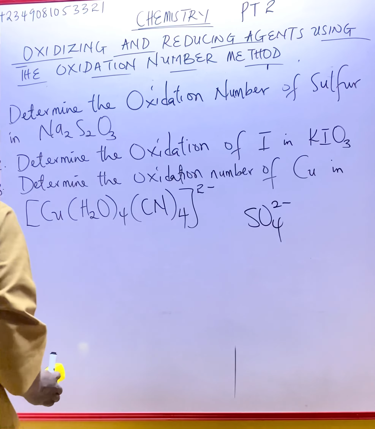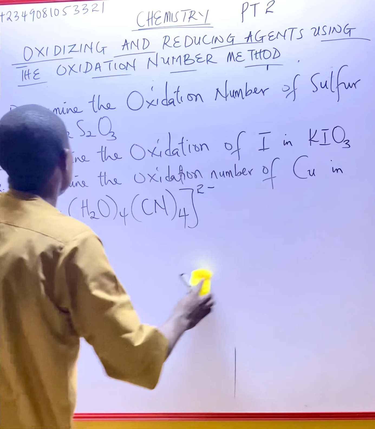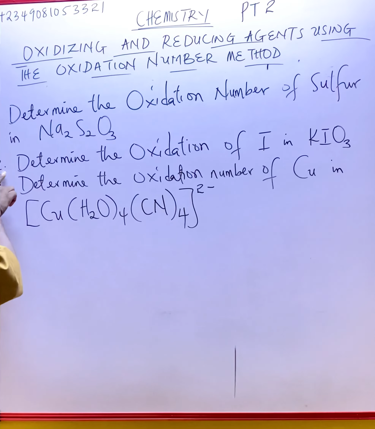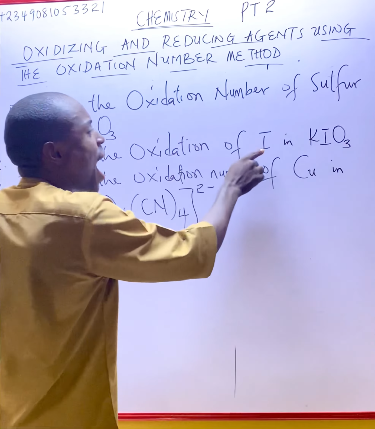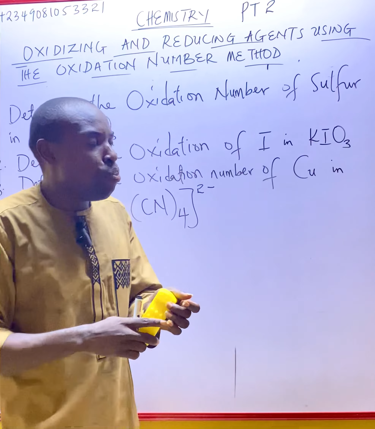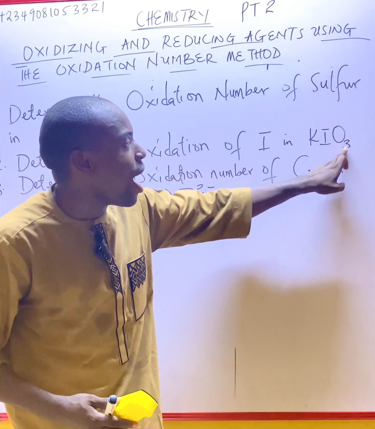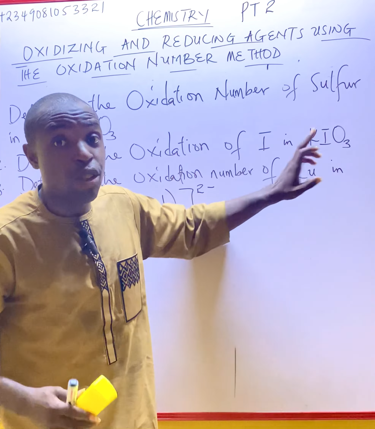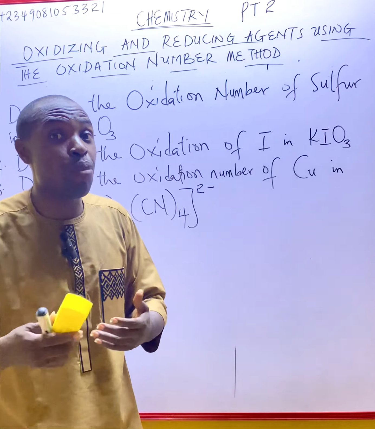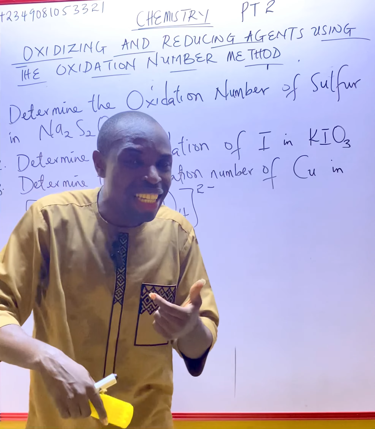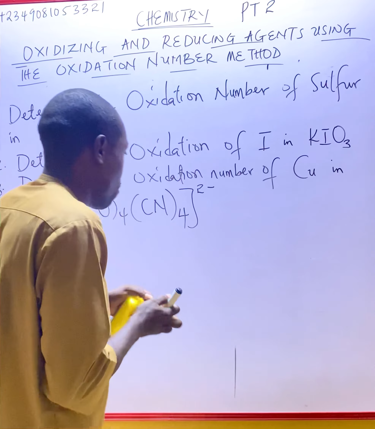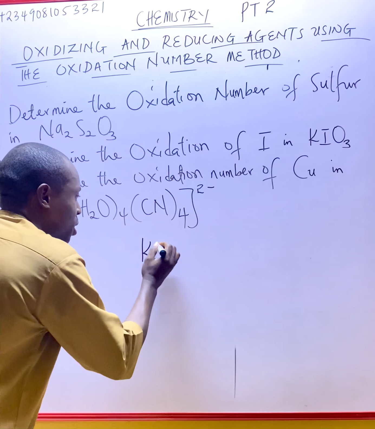Now, the next one we have to work on is, determine the oxidation number of iodine in potassium iodate or potassium triiodide. We do not know whether it is +2, +3, +4. That is why we have to determine the oxidation number of it. So let's go. So again, here becomes this.